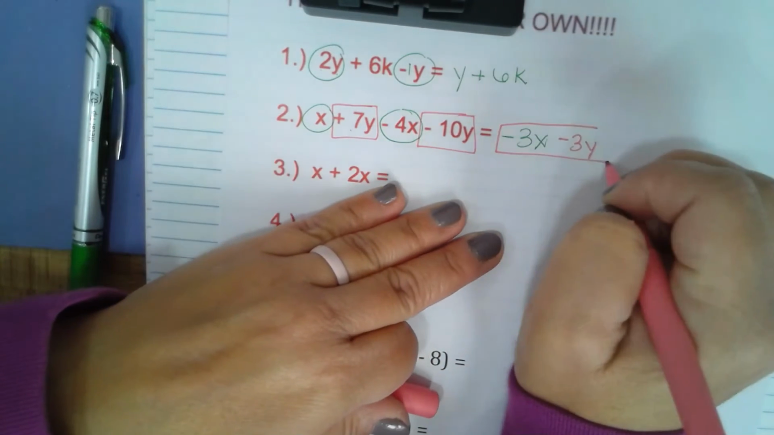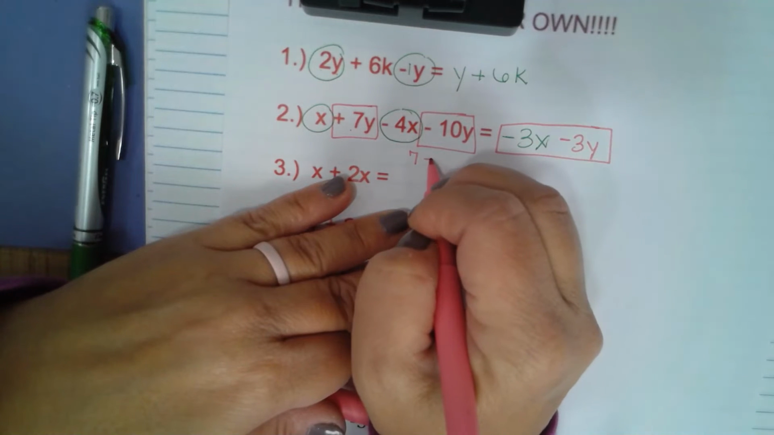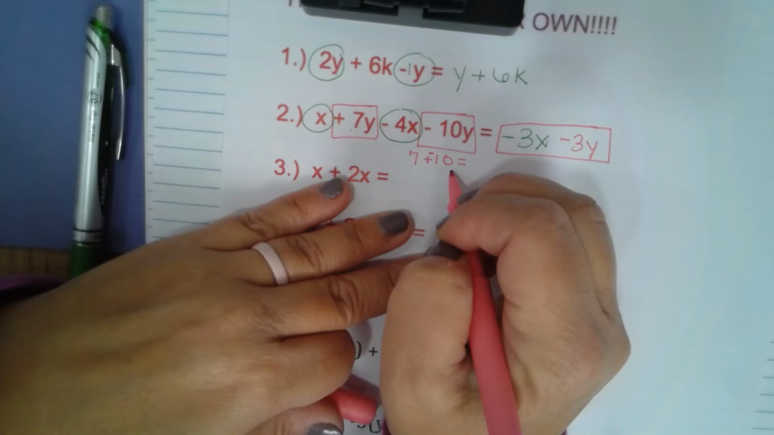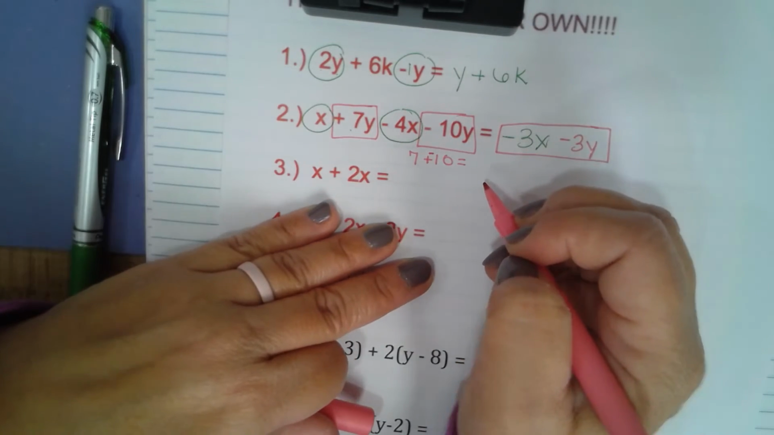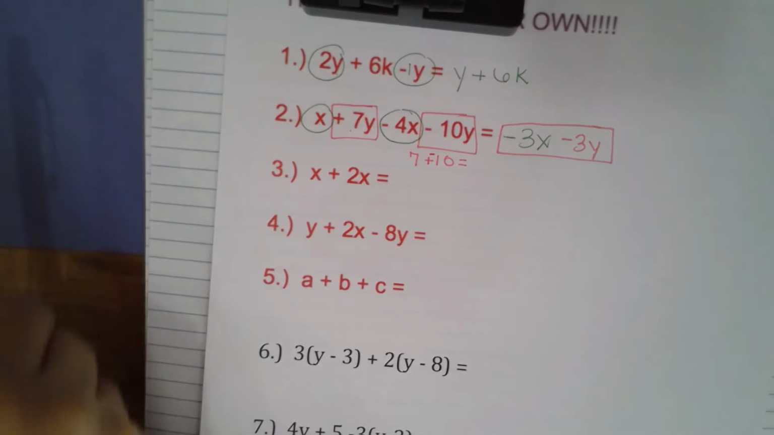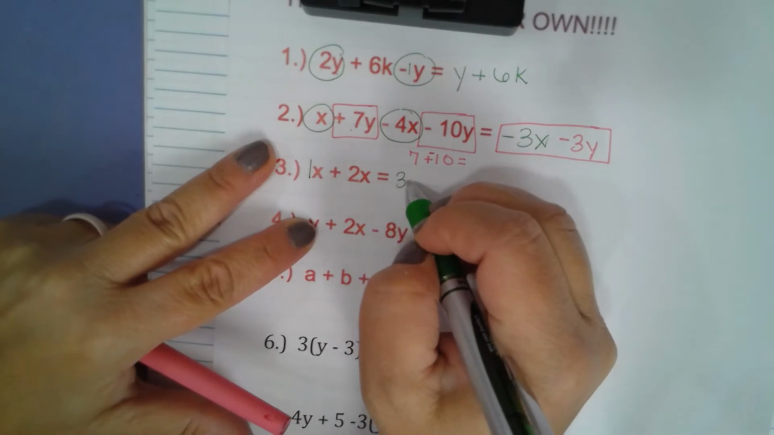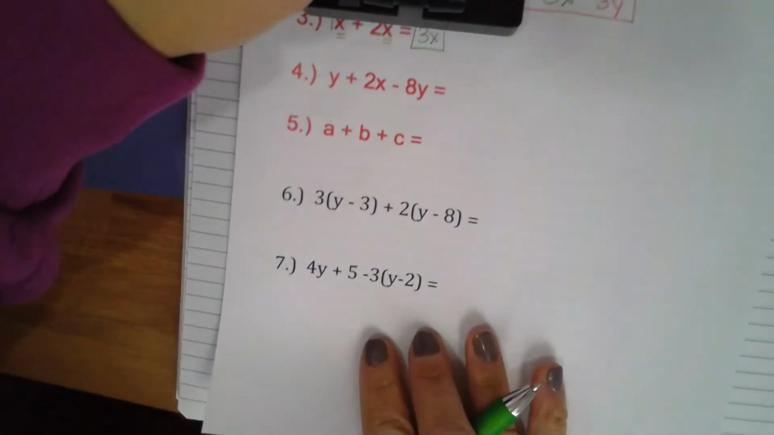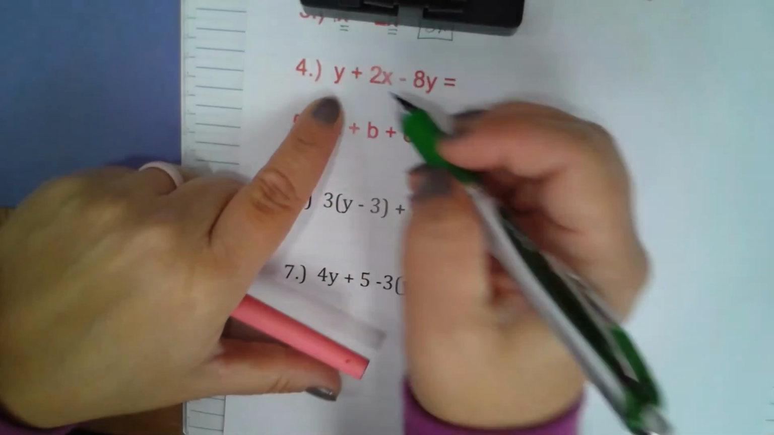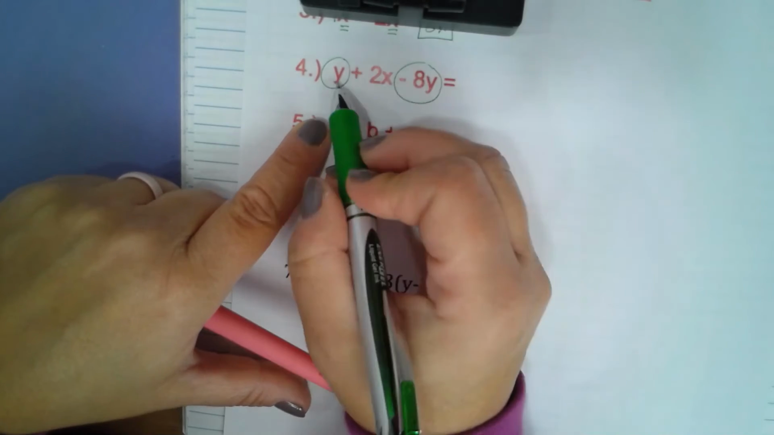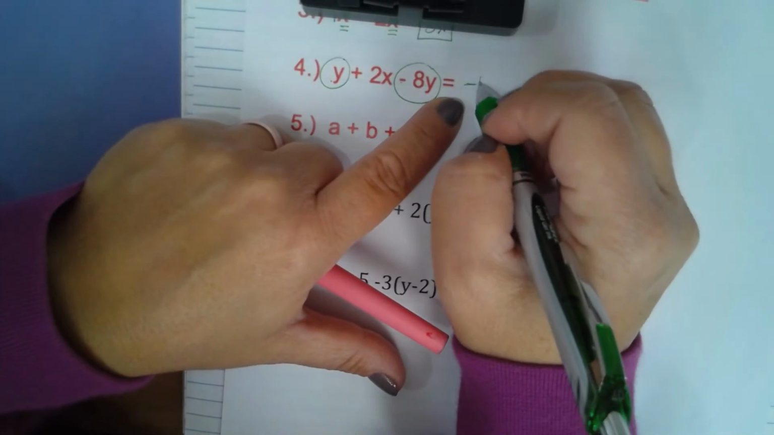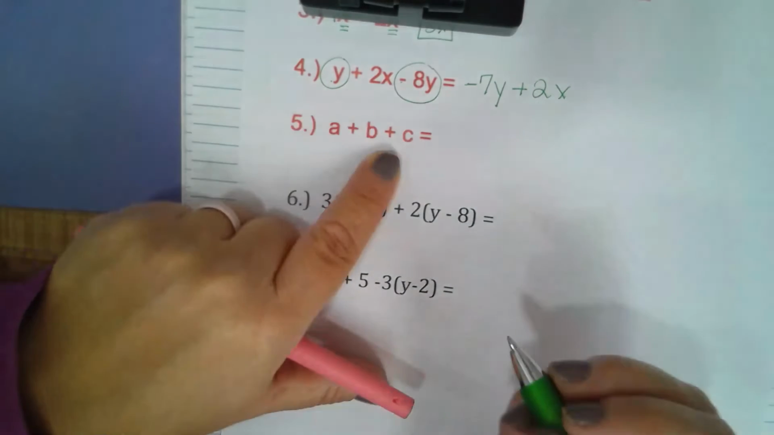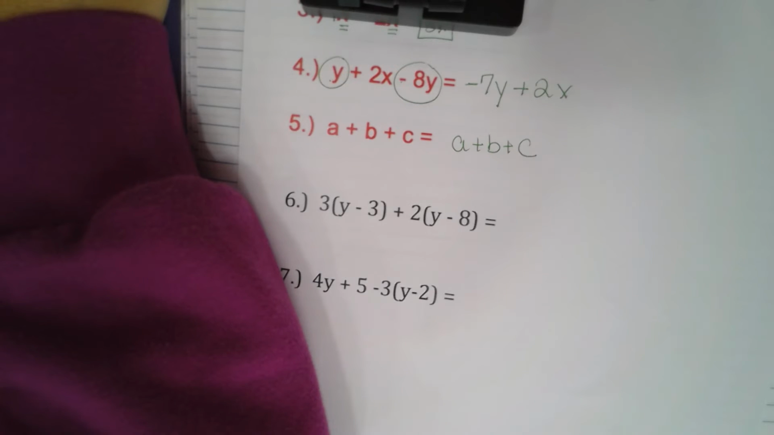If you need to use a calculator, please use a calculator. 7 minus 10 is 7 plus negative 10. They're different signs, so you subtract and keep the sign of the larger. Okay, number 3. 1x plus 2x is 3x because they both have an x. Okay, number 4. Here are my like terms. 1 minus 8 is negative 7 plus 2x. Number 5. You can't add anything. They're all different.